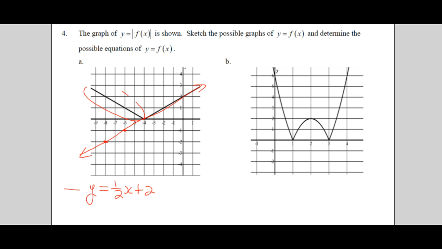Isn't it supposed to be negative? It wasn't a negative, it was supposed to be like a dash. But yeah, then it looks like negative. Okay, so let's change that to an arrow. So the red line is y equals 1/2 x plus 2.